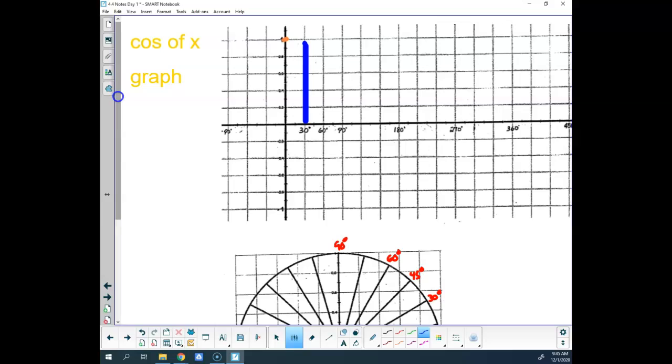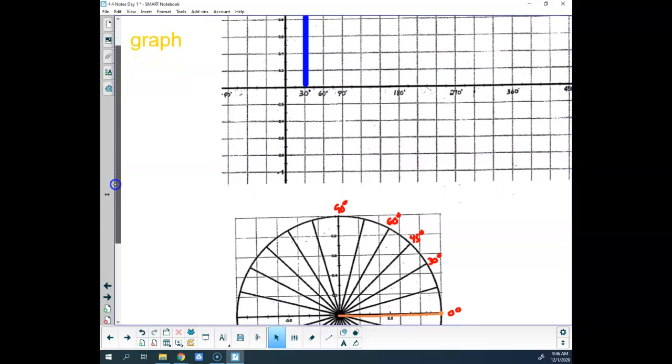And then rinse, lather, and repeat again for your 45s, your 60s, 90s, all the way around the unit circle again. Okay? So do that one again now for all of them.